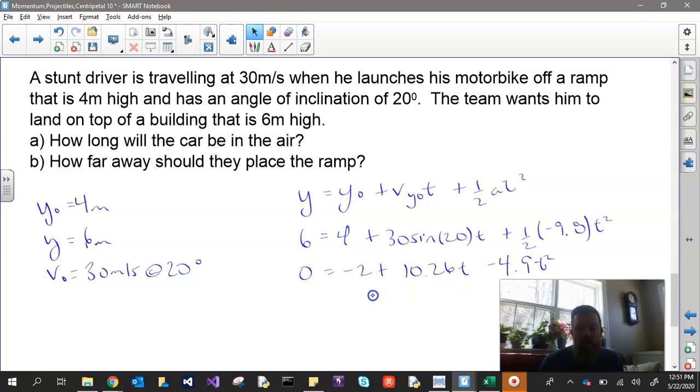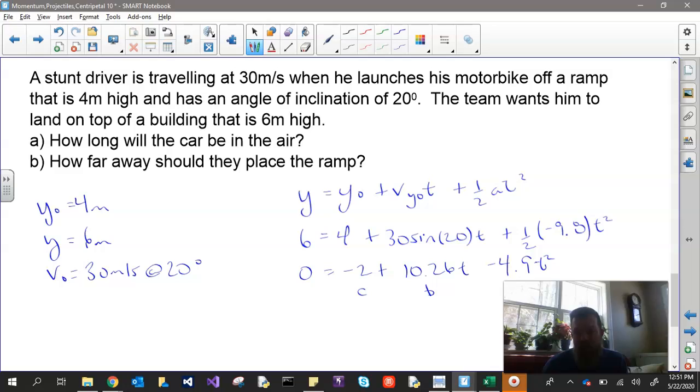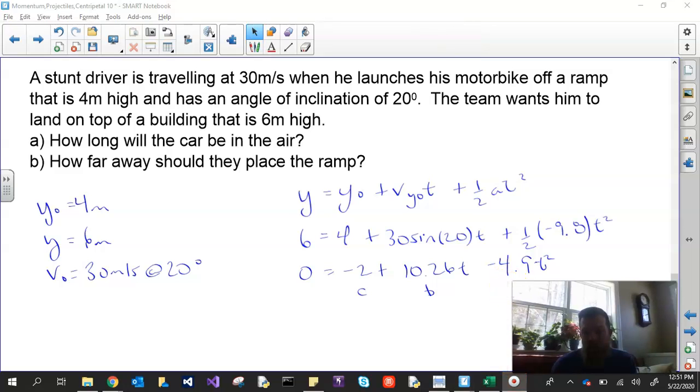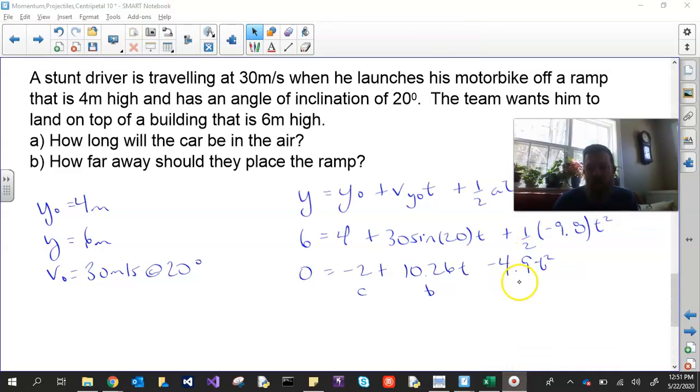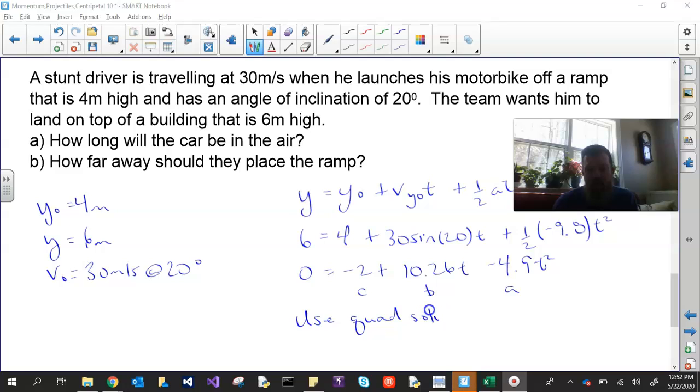So I'm at this point. This is my C term, this is my B, and this is my A term. So now I need a quadratic solver, so I'm going to state: use quad solver. You have to add that in so that whoever's looking at this knows how you got from here to the answer.